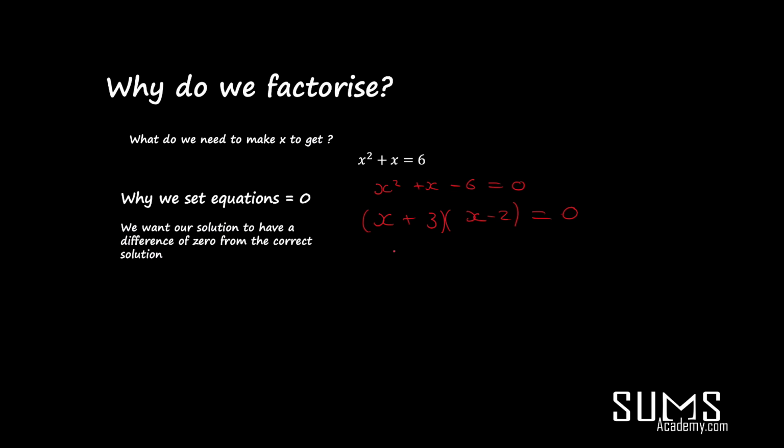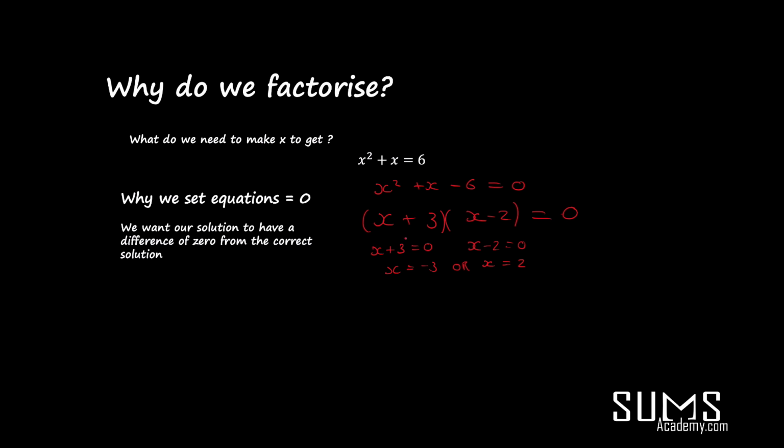Okay, so what does this tell us? Well, it tells us that x is equal to, well, I'll just do every step. So x plus 3 is equal to 0, and x minus 2 is equal to 0. So x must be equal to negative 3, or x could be equal to 2. Okay, so we can have 2 solutions.